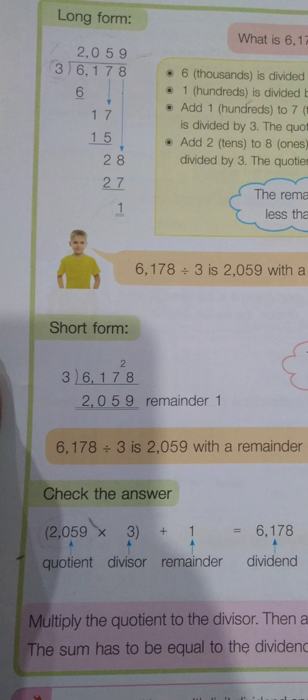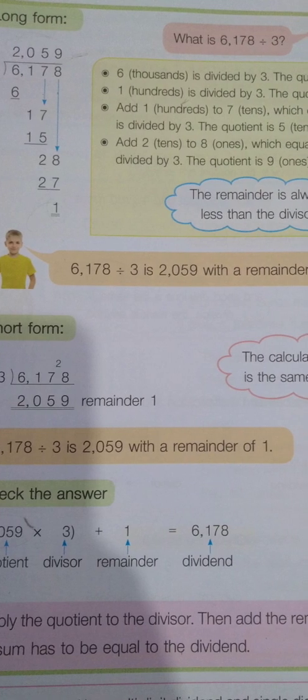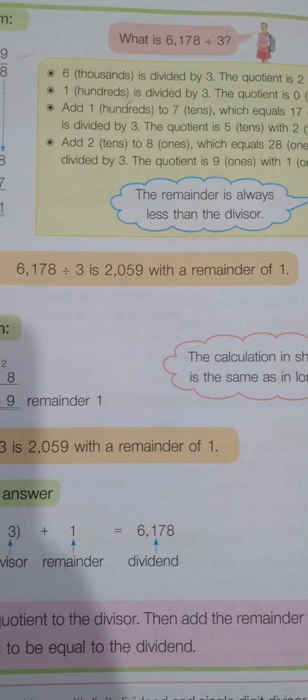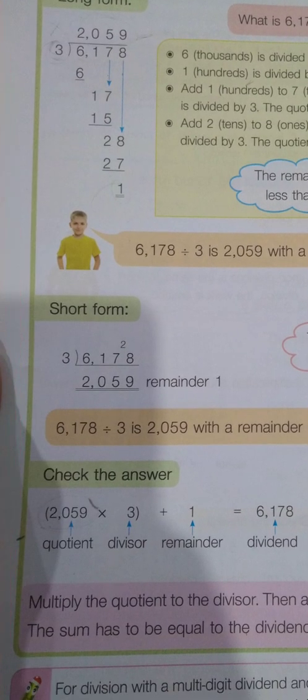So the answer is 6,178 divided by 3 is equal to 2,059 with a remainder of 1. Okay, short form. So this is the short form.